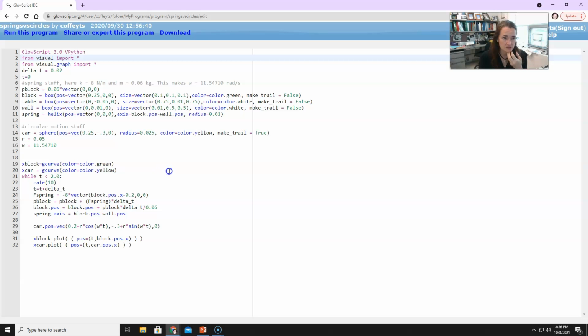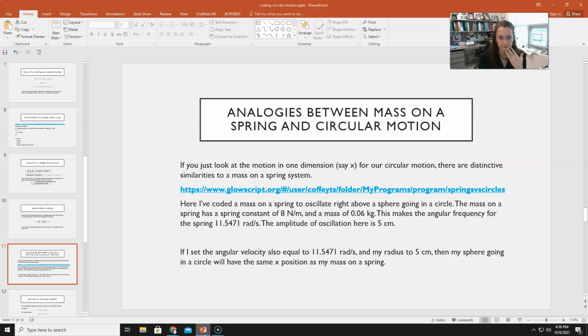So I don't want to get too deeply into this code because I have other code I would like to talk about today. But if you want to borrow this code, I've put it in my public folder and you can see it at any time. There's a link, springs versus circles.